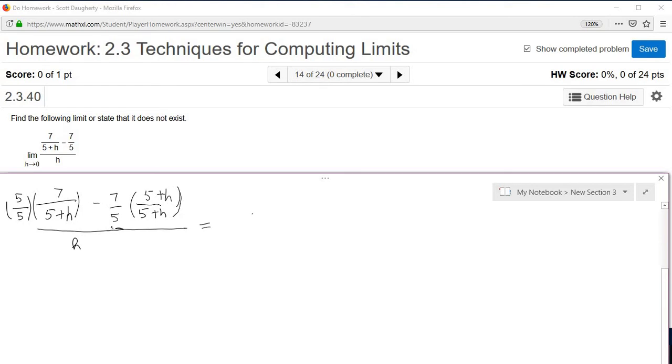Okay, having done that, you can see now that we have the same denominator and we can subtract the tops. The common denominator is going to be 5 times 5 plus h. And on top of that, we're going to have 35, right? 7 times 5, 5 times 7. We're going to have 35 minus 7 times 5 plus h. And then all of that will be divided by this h here at the bottom.